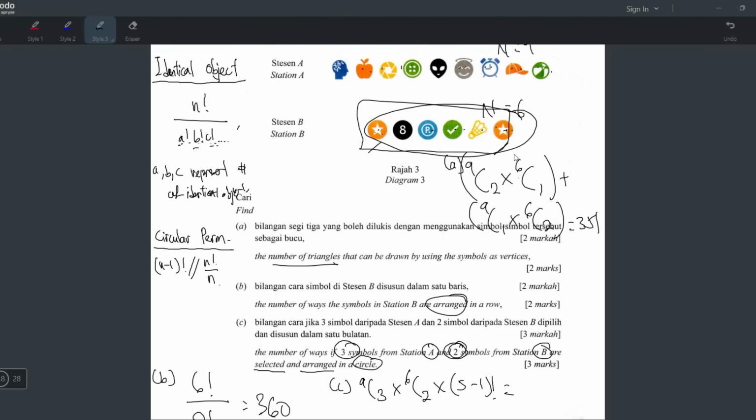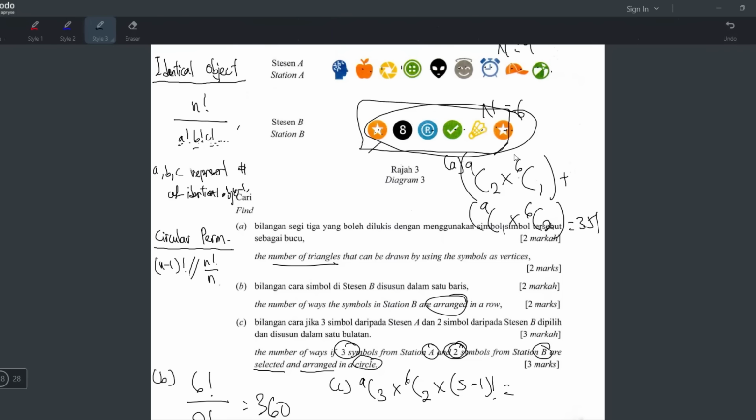2C2. Okay, and then times with, now you have 5 selected. Now it's time to arrange all the 5 items in a circle. So it will be 5 minus 1 factorial, because of this formula. But wait, you have to divide by 2 factorial. You know why? Because you have 3 symbols from station A, 2 symbols from station B, but these 2 from B are both stars. That means they are identical. That means here you have to divide by 2 factorial. Like that.